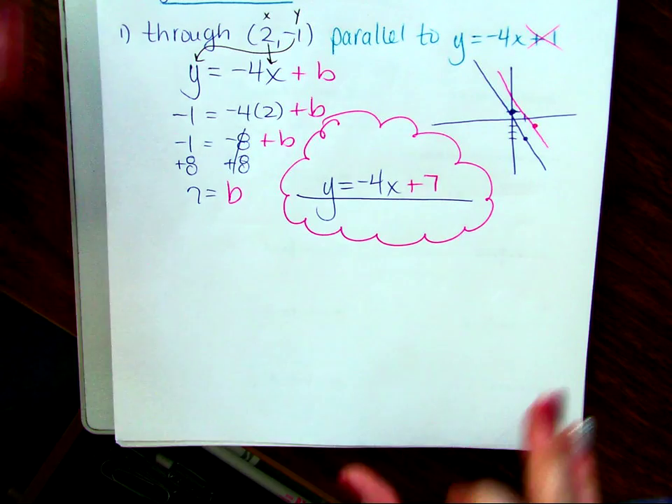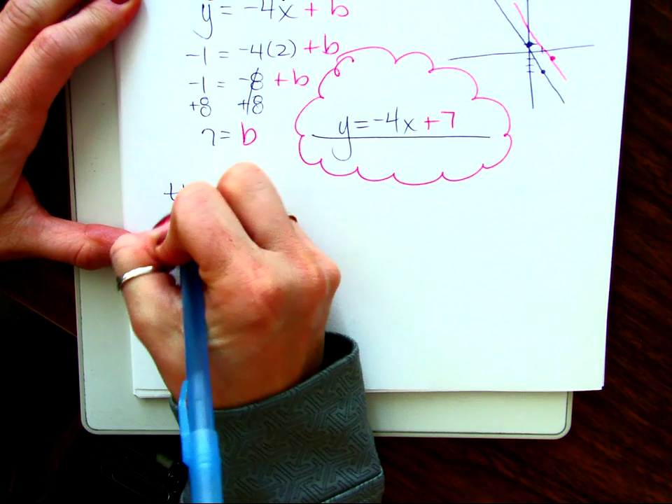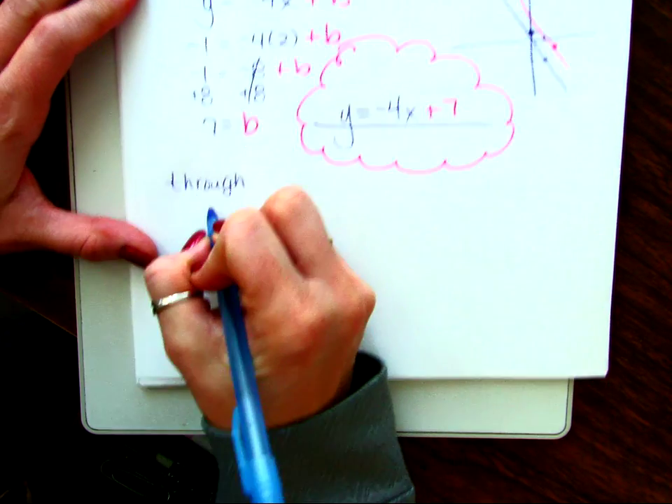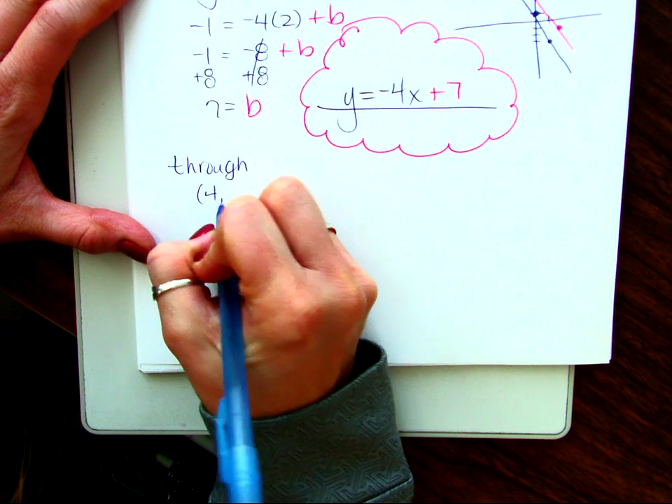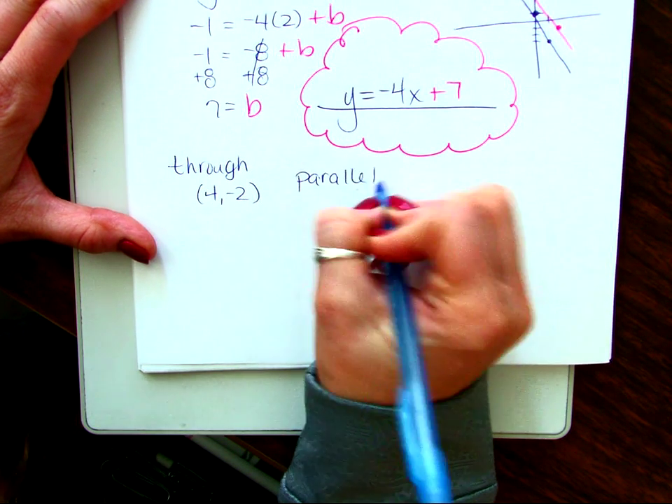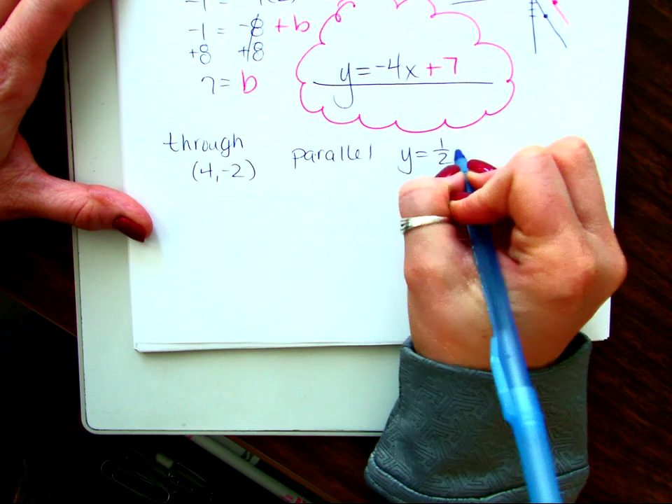The next example is going to be, okay, I want you to make it go through this point, 4, negative 2, and I want it to be parallel to this line, y equals 1/2 x plus 7.